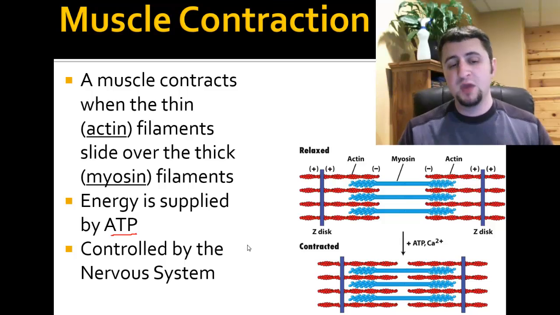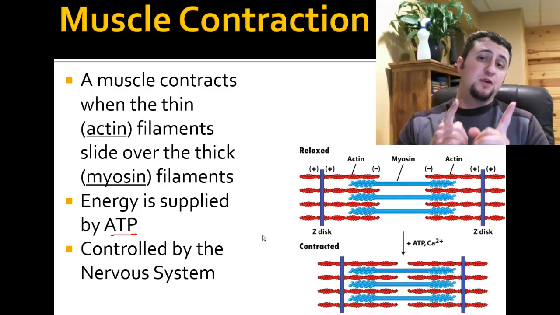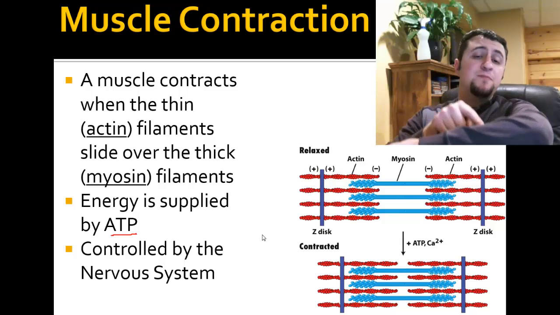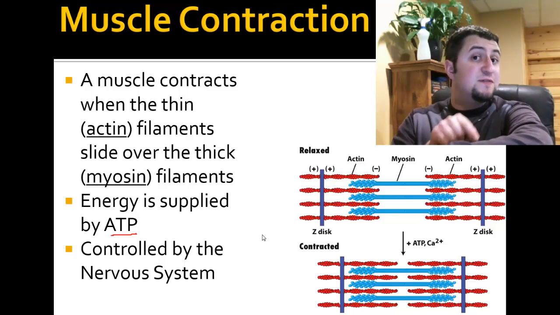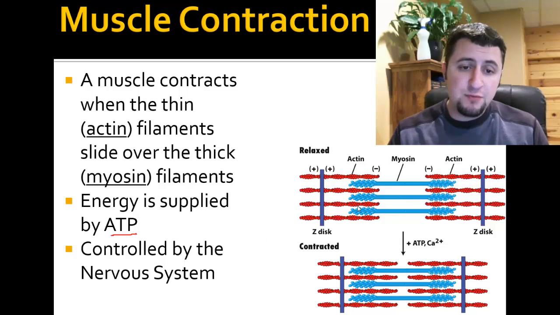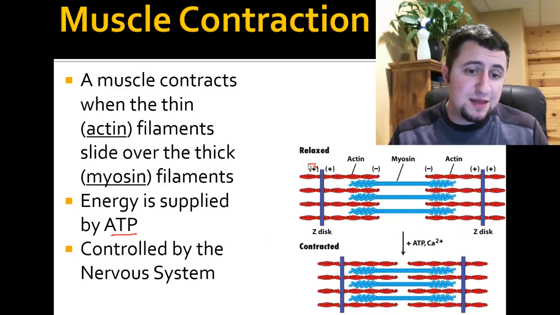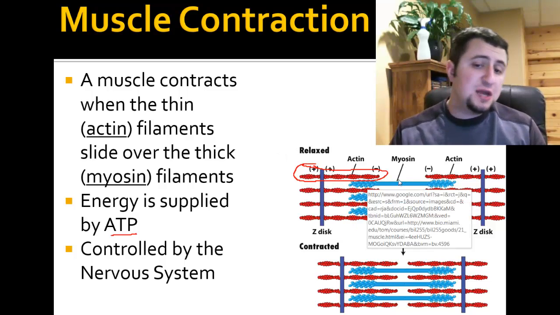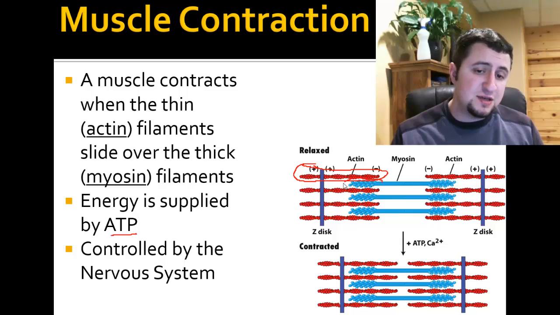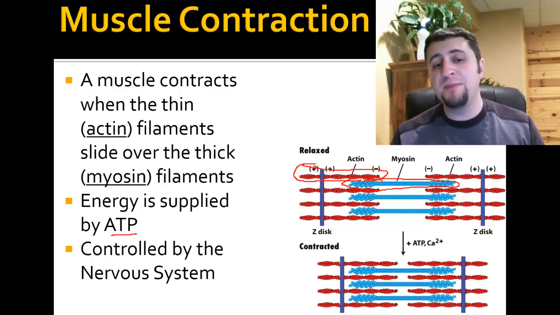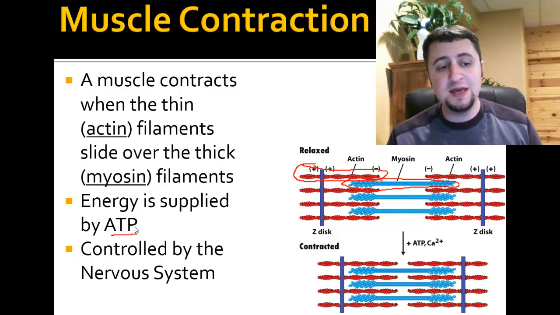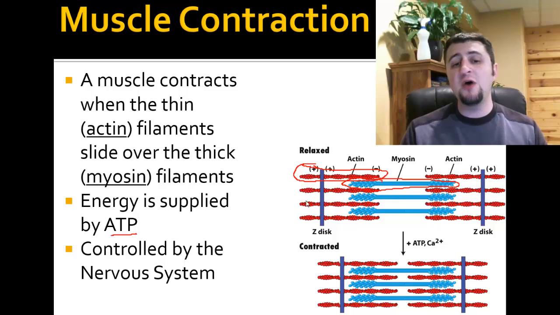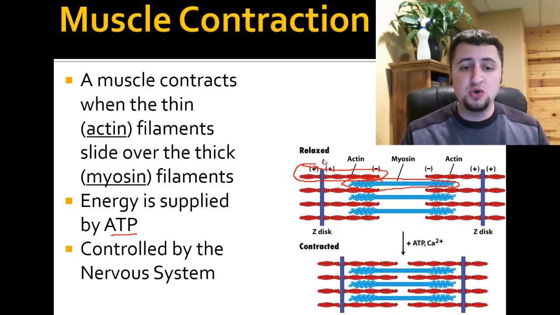Let me explain. When a nerve or a neuron stimulates a muscle, it stimulates a release of calcium into that muscle. That release of calcium makes the actin, the red part right here, change shape. When it changes shape, it allows the myosin, which is right here, to bind to the actin. When the myosin binds to the actin, ATP is needed, and it allows the two structures right here to move closer together.